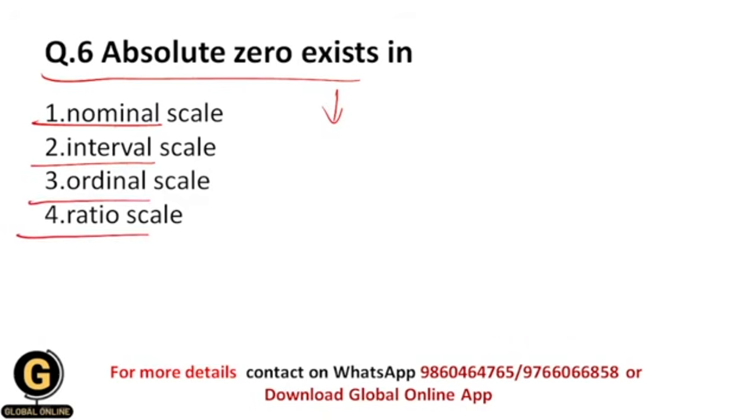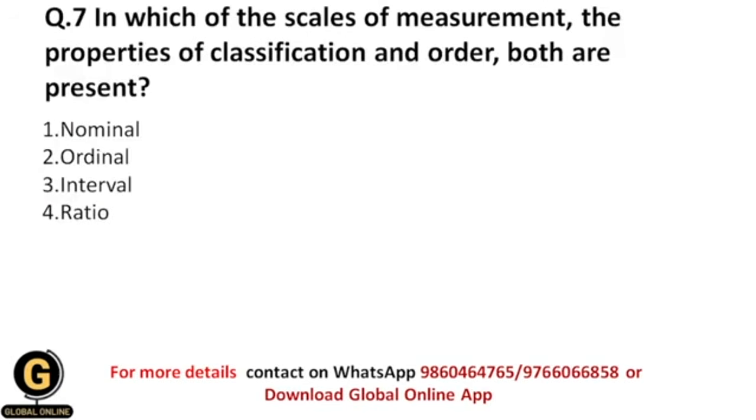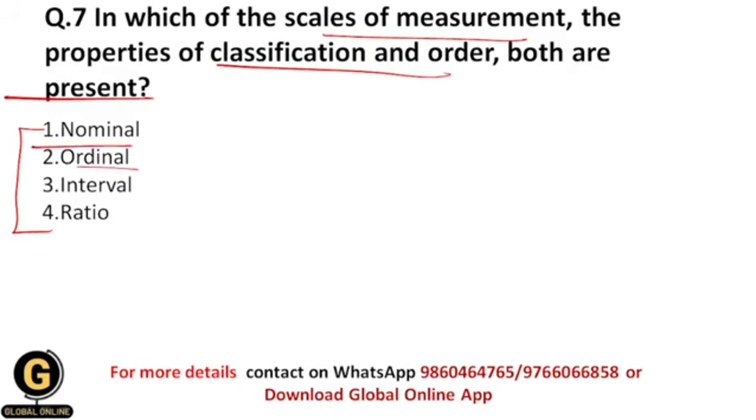So students, absolute zero exists in ratio scale, that I have told you earlier in this video, right? Next, in which of the scales of measurement the properties of classification and order both are present? Now here again they have given you four types of scales of measurement, and from these four types of scales of measurement, there is only one scale of measurement which has the properties of classification and order both. So whether it is nominal, whether it is ordinal, whether it is interval, or whether it is ratio.